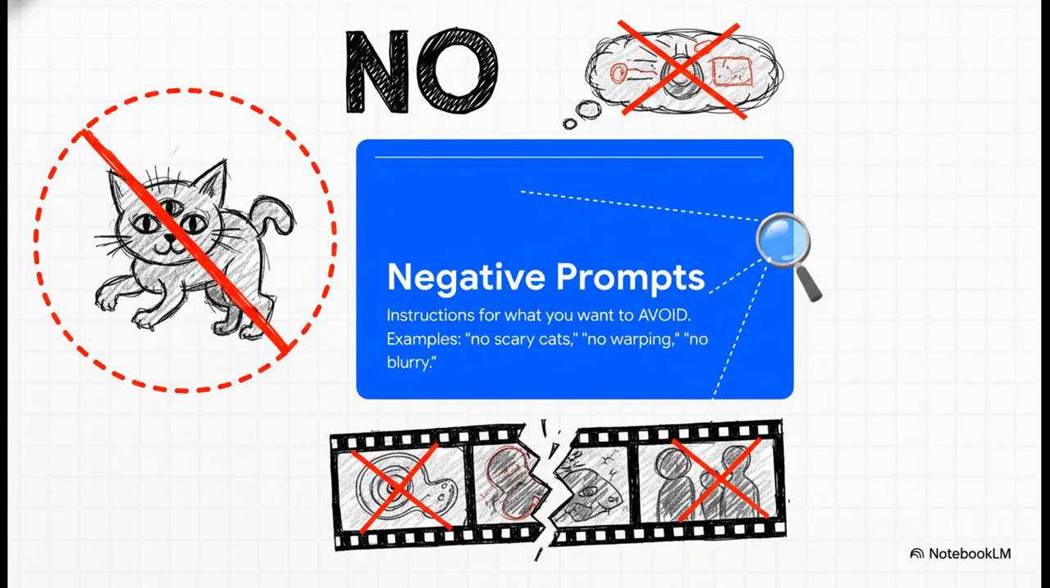Okay, negative prompts are a total game changer for getting your videos just right. It's just as important to tell the AI what you don't want as what you do want. If your video keeps coming out blurry or things are morphing in weird ways, you can literally just add no blurry or no warping to your prompt. It's such a powerful way to steer the final product.